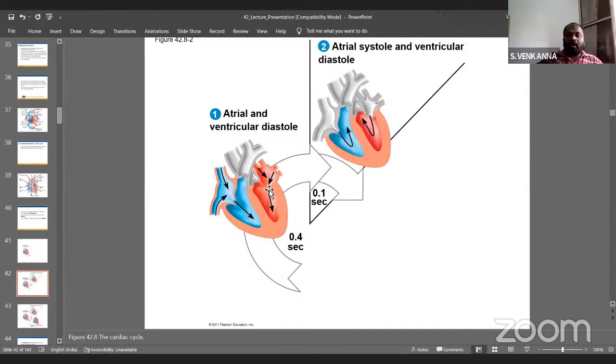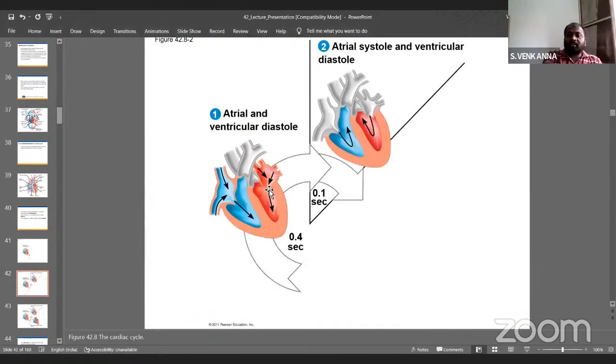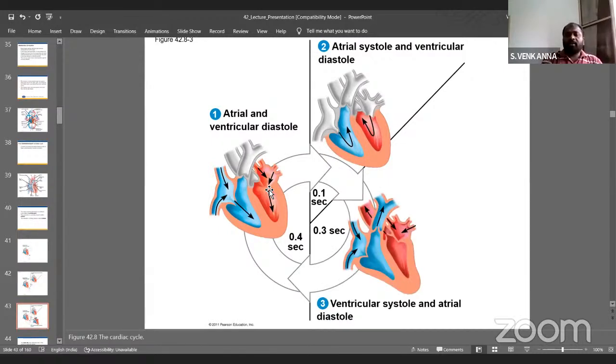This is the atrial systole and ventricular systole. The atrial systole is the contraction, with ventricular diastole, lasting only 0.1 seconds. Then see this: ventricular systole and atrial diastole. This is the time of 0.3 seconds.